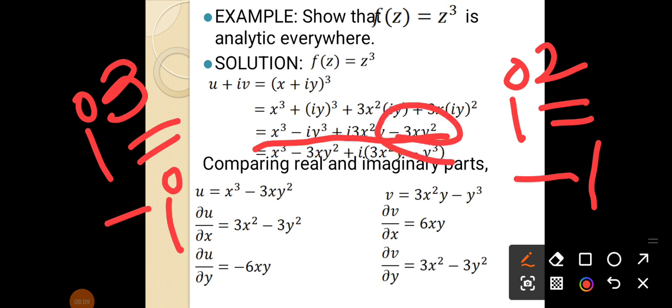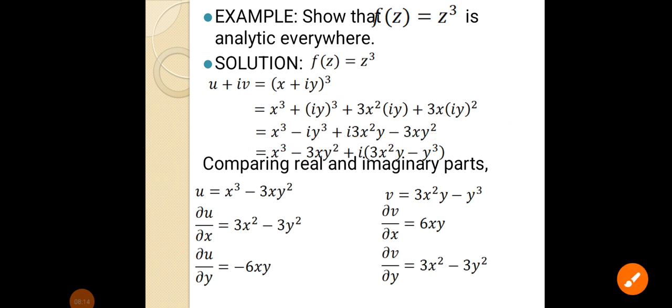Okay, next step is we are going to separate the real and imaginary parts. Then we get x cube minus 3x y square plus i common, the imaginary part 3x square y minus y cube. Okay, now comparing real and imaginary parts, u is x cube minus 3x y square and v is 3x square y minus y cube.